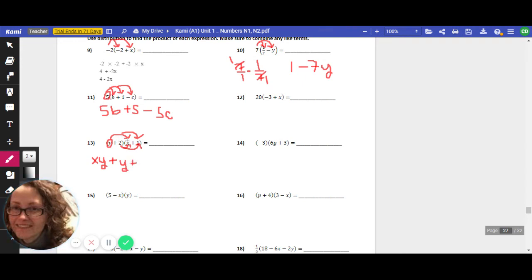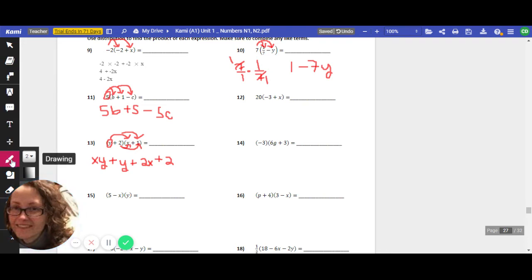And then we have 2 times x is 2x. And 2 times 1 is 2. In this case, if I look at my variables here, I have an xy.